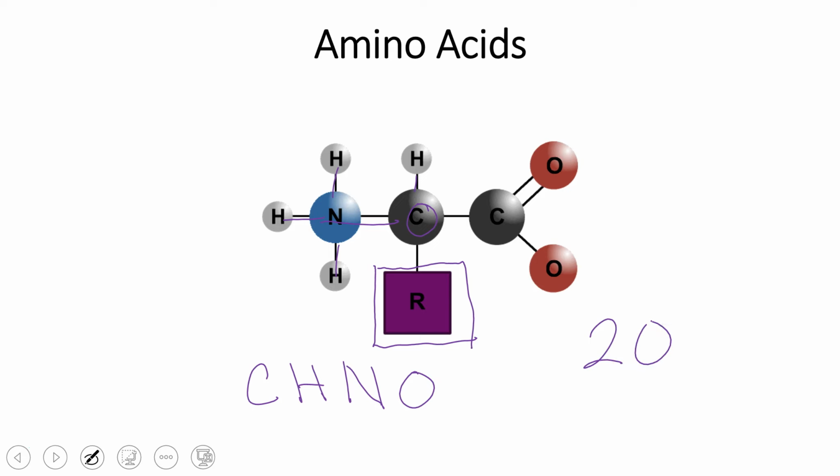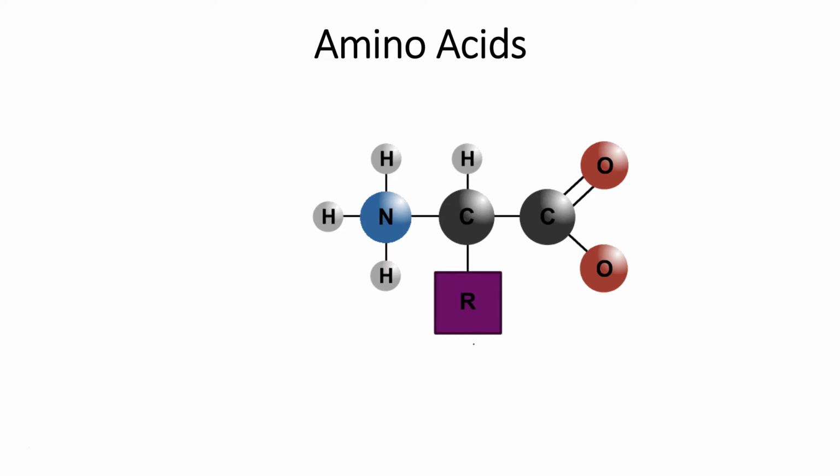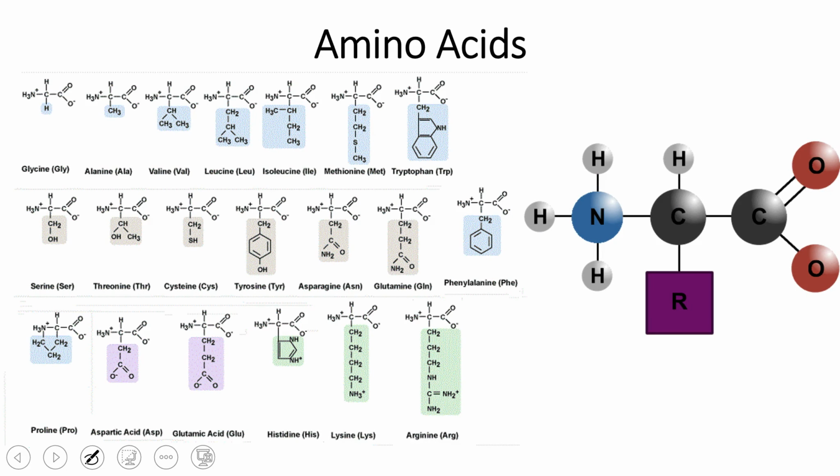Every single amino acid is completely the same except for this box right here. We call this the R group. The R group changes between each amino acid, and that's what makes it different. So if we take a look at this picture right here, all of these structures are the same. All these amino acids are the same. They're all identical except for this bottom R group, okay? And that's what makes each of the 20 amino acids different from each other.